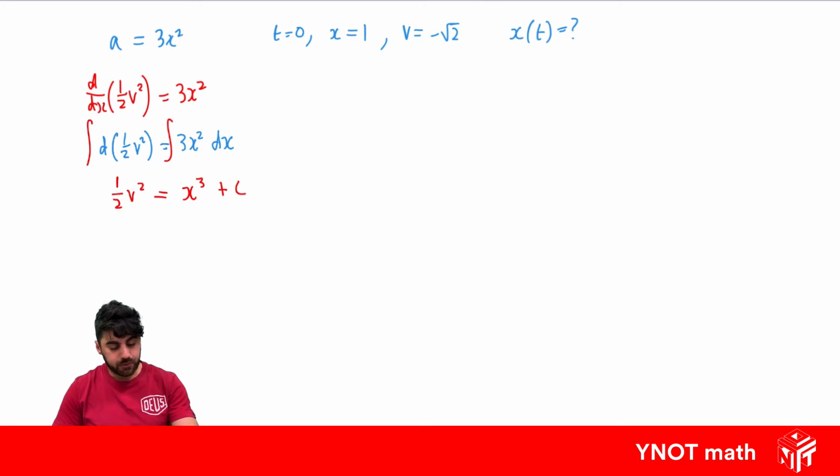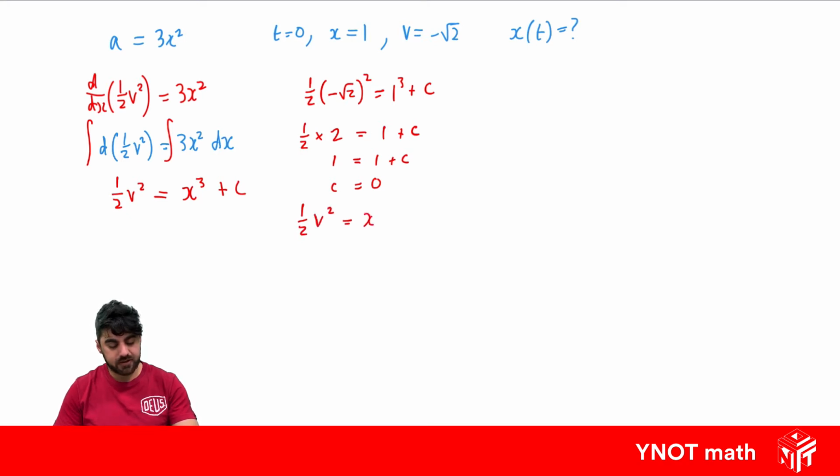So we know when x is 1, v is minus √2. So we're going to have a half times minus √2 squared equals 1 cubed plus a constant. A half times minus root 2 squared is just going to give us 2. 1 cubed is 1. Half times 2 is 1. We get 1 equals 1 plus c, so c has to be 0. So we can rewrite our half v squared equals x cubed without the constant since it's 0.